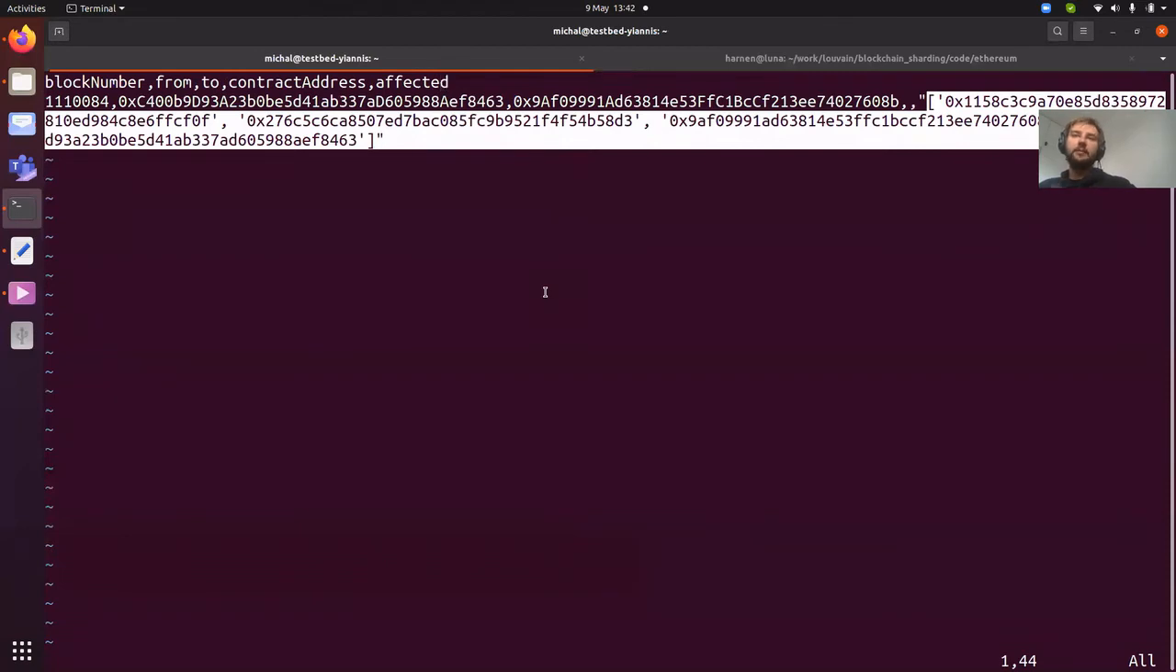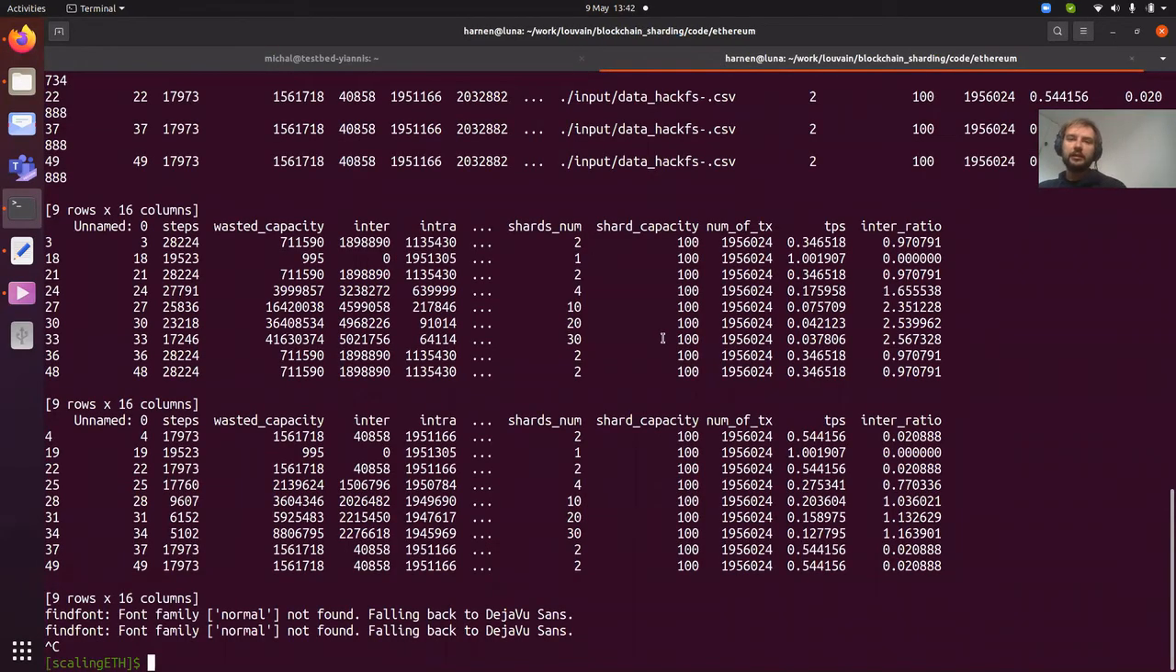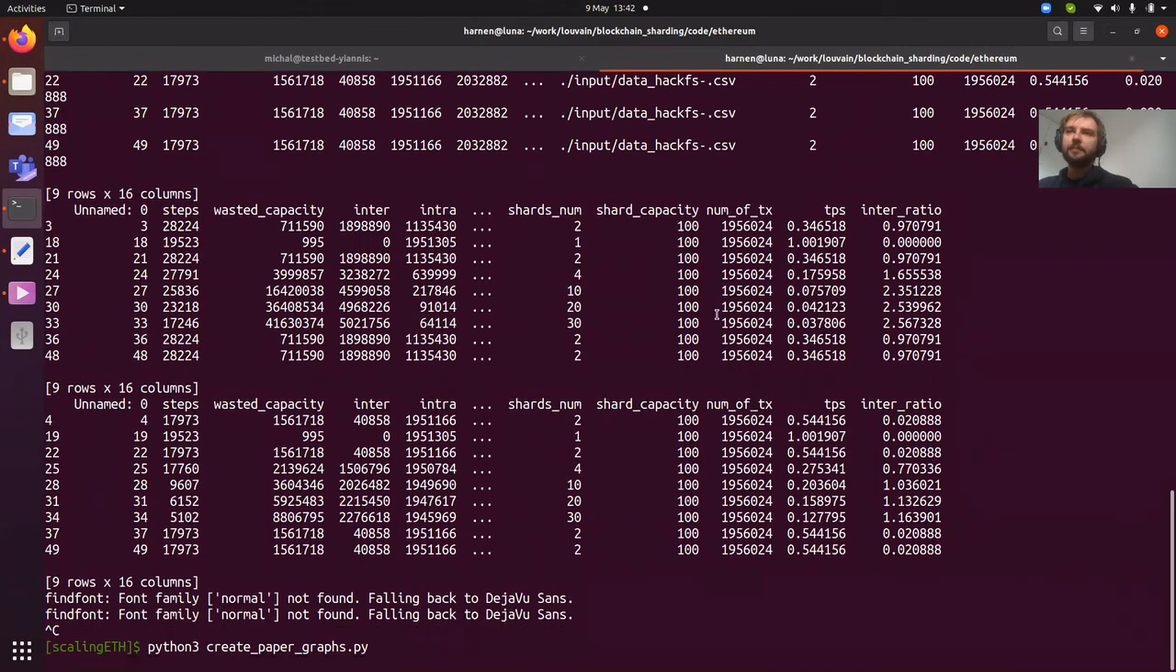Having this file, we can then replay the whole history of Ethereum on our simulator and see what would be the impact of sharding. I'm not going to show it like this because it's going to take a lot of time. But after the simulations are ready, we can just plot some results.